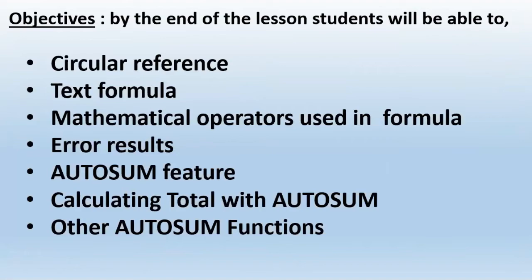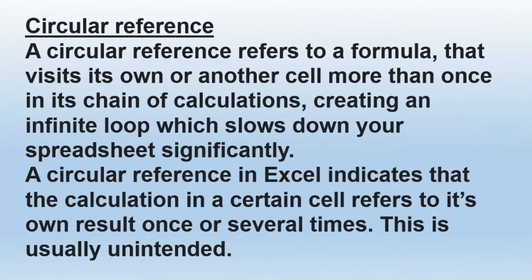So the objectives are the circular reference, text formula, mathematical operators, error result, AutoSum features, calculating total in AutoSum, and other AutoSum functions. Then first we are discussing the circular reference. A circular reference is a formula that visits its own cell more than once in its chain of calculation, creating an infinite loop.